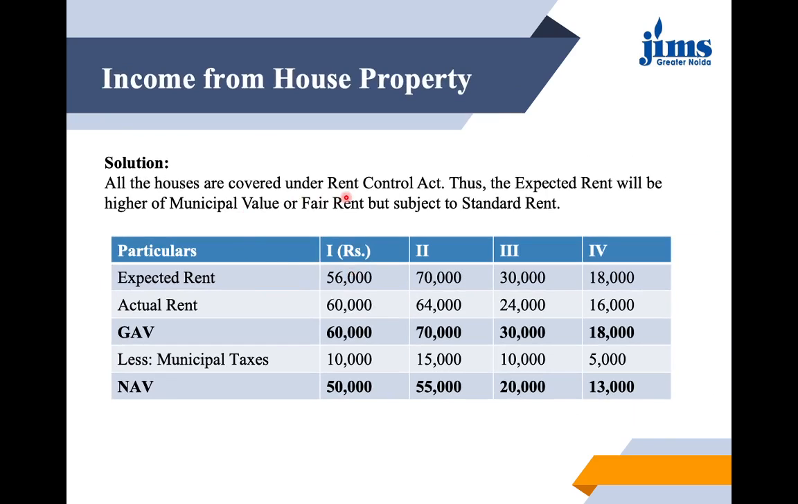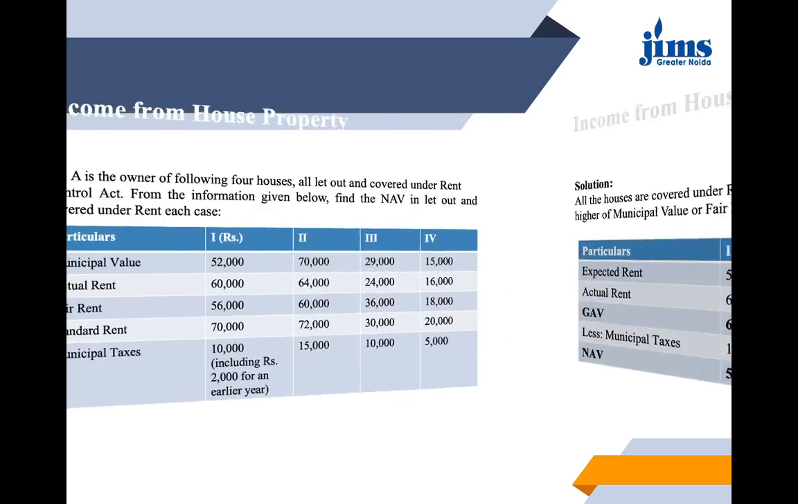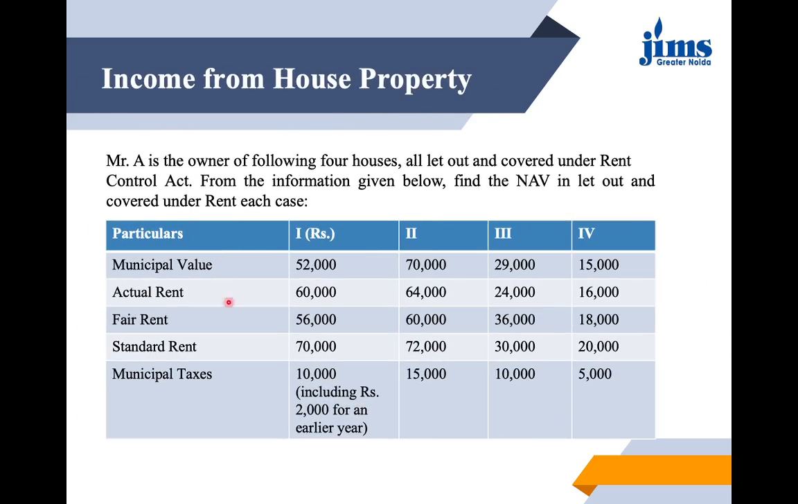All the houses are covered under the Rent Control Act, so the expected rent will be the higher of municipal value or fair rent, but it should not go beyond the standard rent. From the question, municipal value or fair rent: 52 or 56, obviously 56 would be considered, and it is within the limit. Then, municipal value is 70,000 and standard rent is 72,000, so again 70,000 can be considered because it is within the limits.